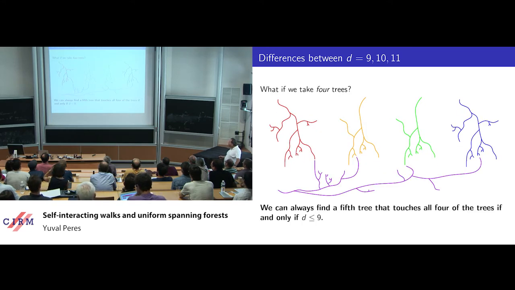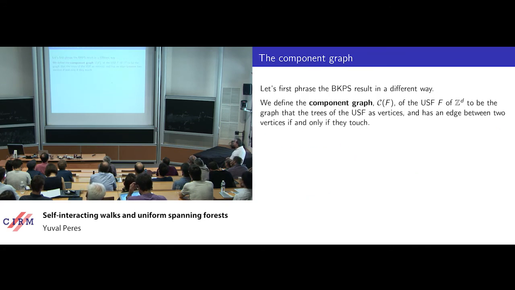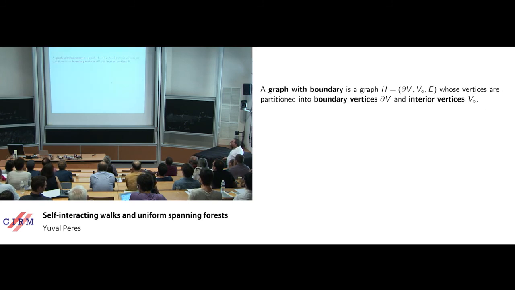For 4 trees, we can find the 5th tree that touches all 4 if the dimension is at most 9, but not above. So this distinguishes dimensions 9 and 10. As I said, the BKPS result can be phrased in terms of the diameter of the component graph of the forest being d minus 1 over 4.